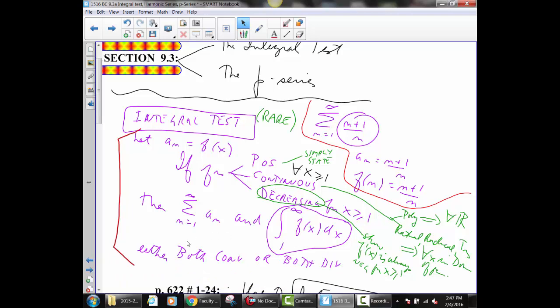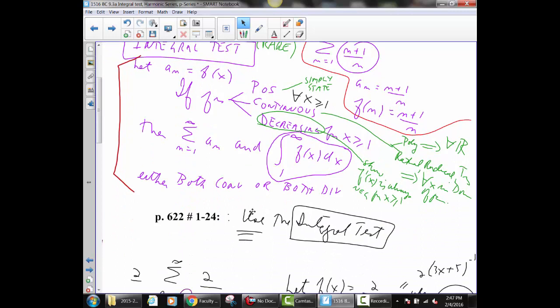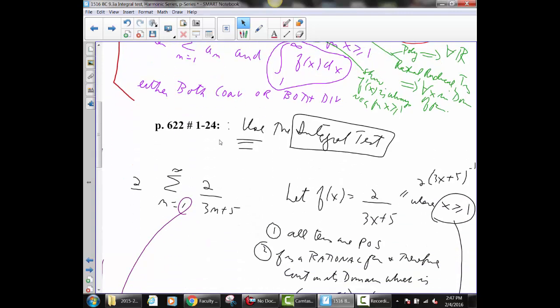So if those three conditions are met, then the series an and the improper integral from 1 to infinity of f of x dx either both converge or both diverge. Which means if you find the value of this improper integral and it converges to a particular number, then your corresponding series will converge, not to that number, but you know it'll converge. If this improper integral diverges, it equals infinity or negative infinity, then the series will diverge.